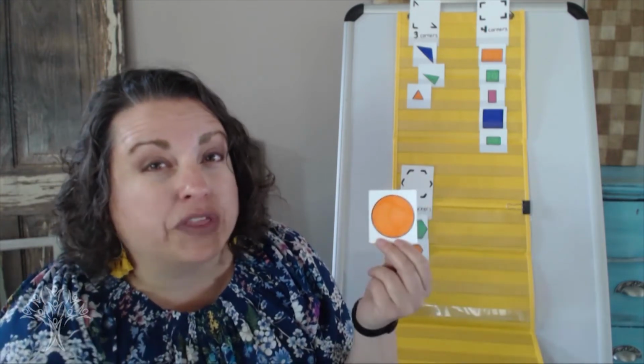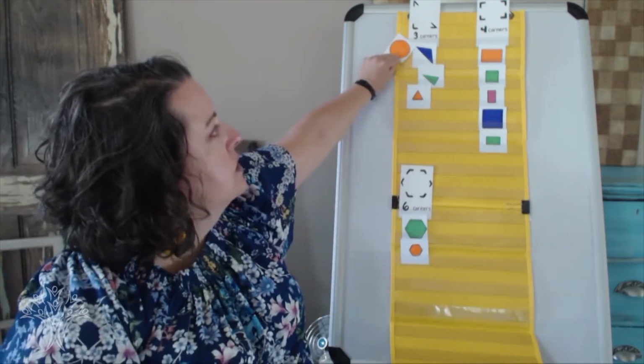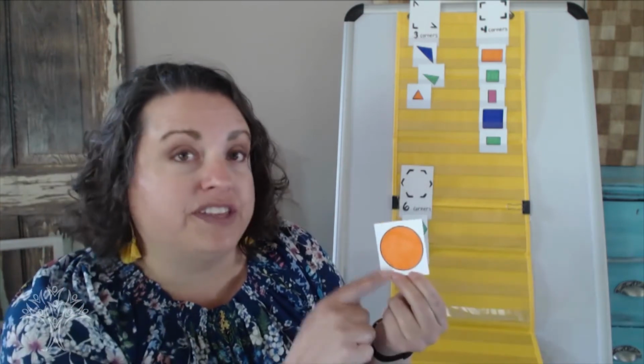But that presents me with another challenge. I have 6 corners. I have 3 corners. I have 4 corners. What do I do with a circle? Do you have any ideas? That's right. I'm going to have to make a new category. None of the categories we have fit the characteristics or the attributes of this circle.